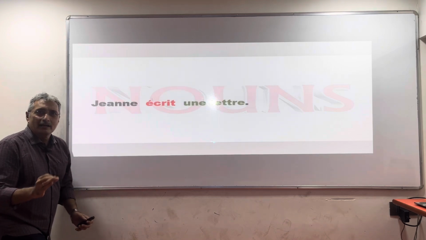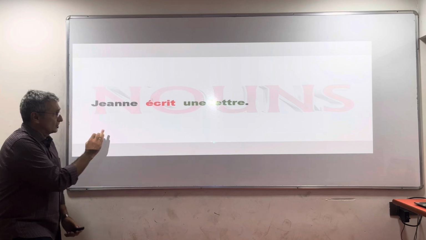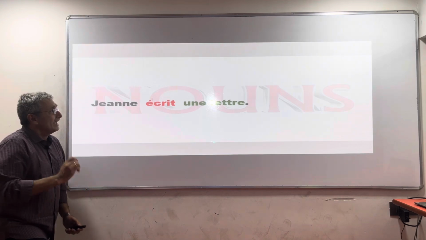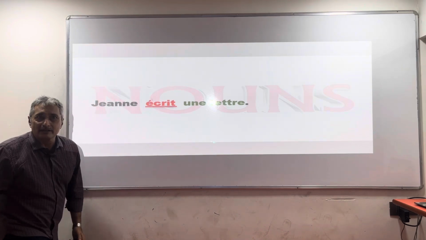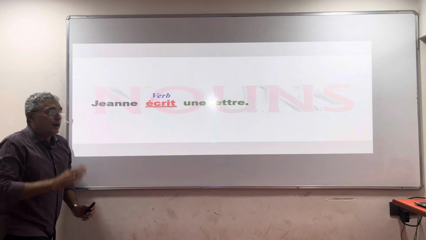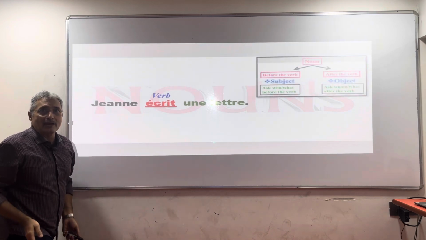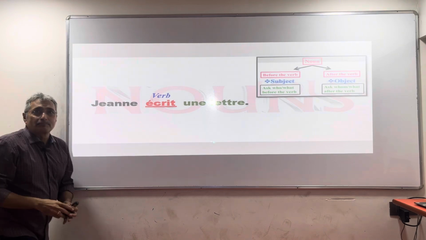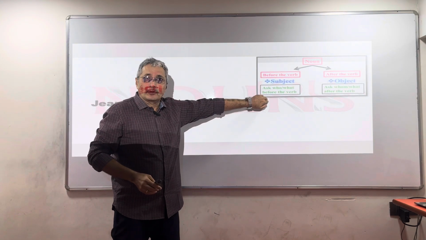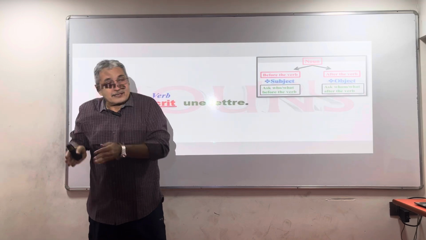J'écris une lettre. I write a letter. In this sentence, you can see écris is your verb. Fantastic. Which means je and une lettre are your subject and object. We already know subject is the noun or the pronoun before the verb. Ask who or what to find the subject.